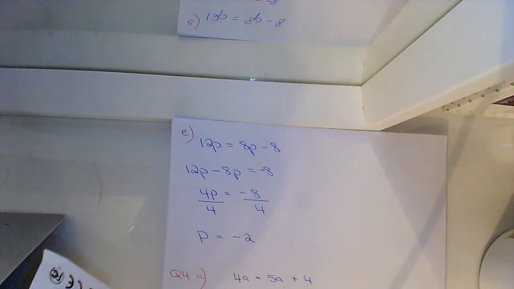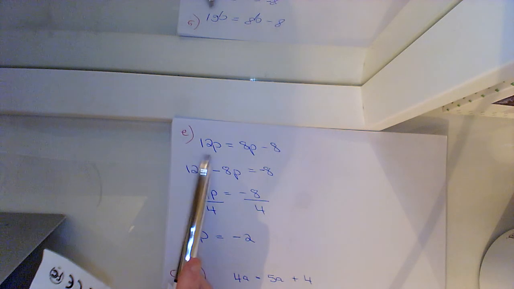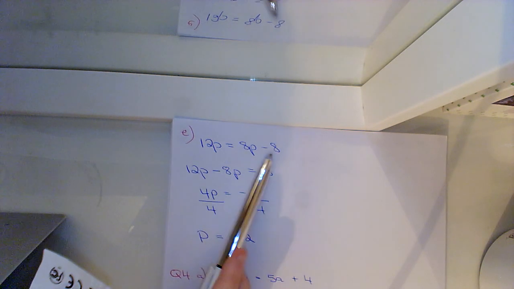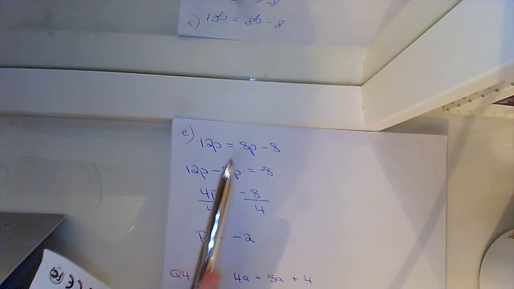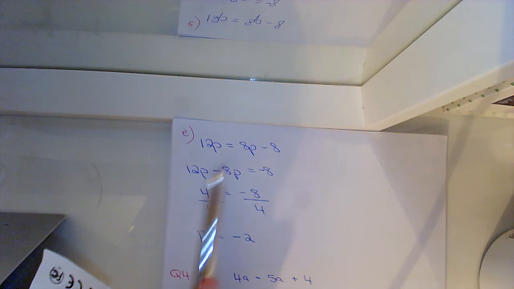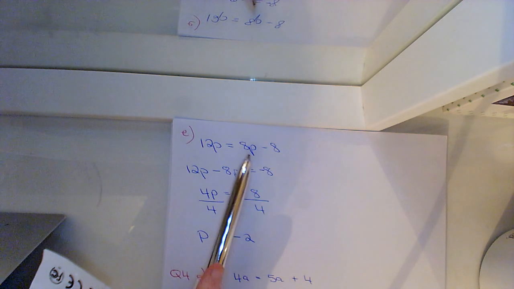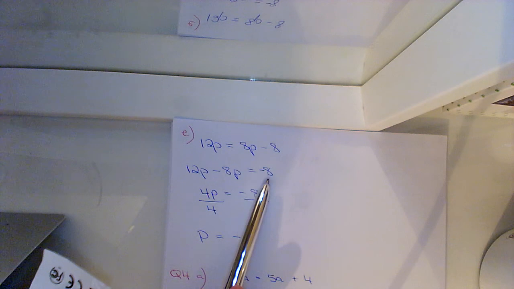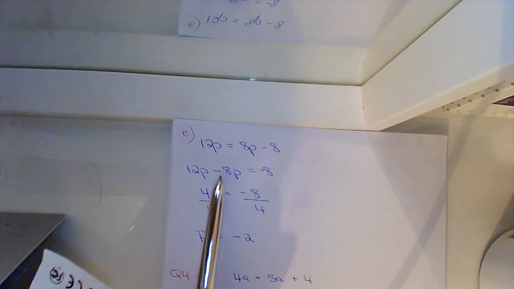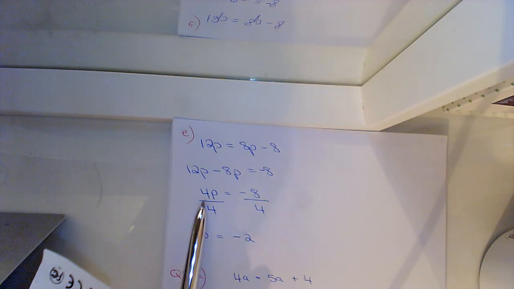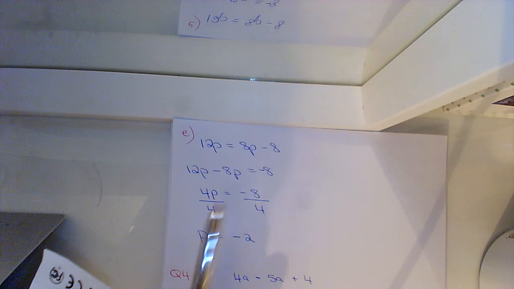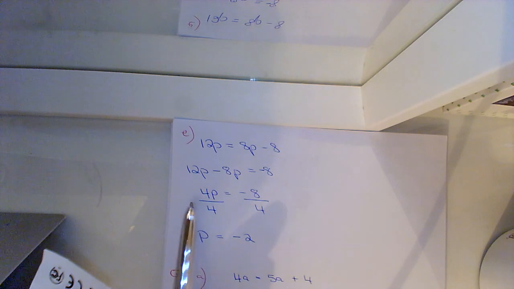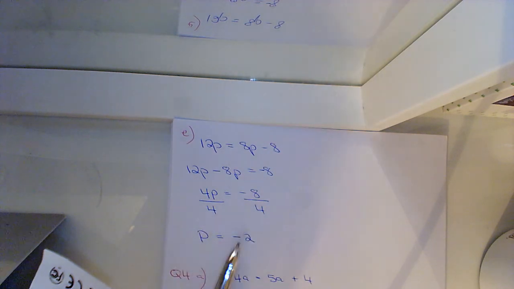E, so here I have 12p is equal to 8p minus 8, so I have letters on the left, numbers on the right, so I have 12p. This here is plus 8p. When I bring it over, it becomes minus 8p is equal to minus 8. 12p take 8p will give me 4p is equal to minus 8. I want to find p on its own, so I'm going to divide across by 4, divide across by 4, and I will get p is equal to minus 2.